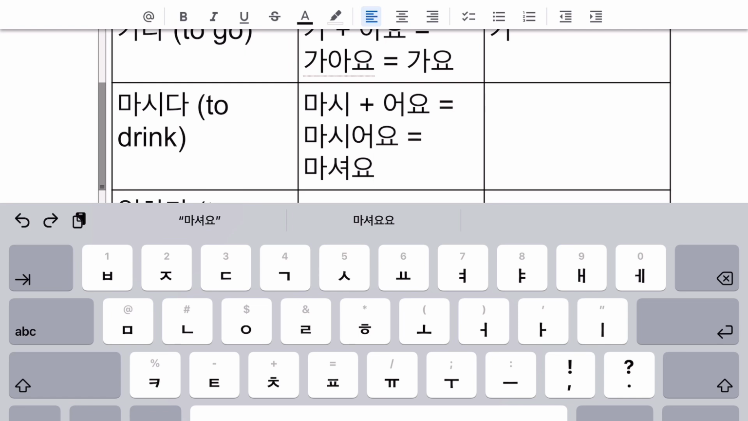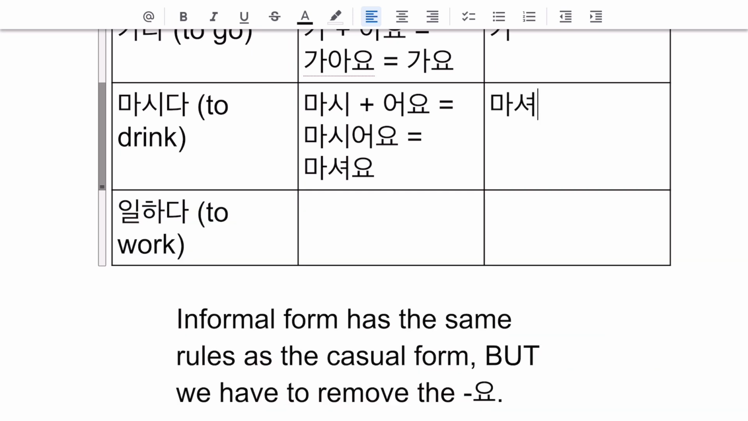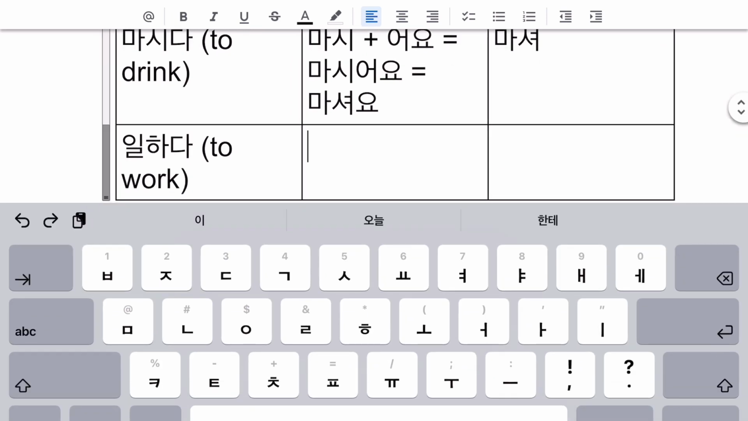So we can say juice. I drink juice. Juice mashayo. Or coffee. Kopi mashayo. And what would it be informally? Masho. I drink. I'm drinking. Same meaning. Different feeling. Okay, this is one of those hada verbs I was referring to before.